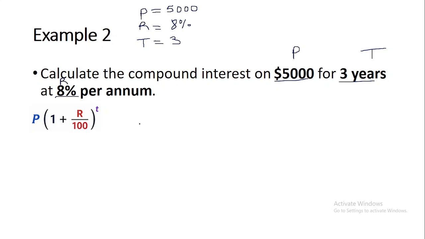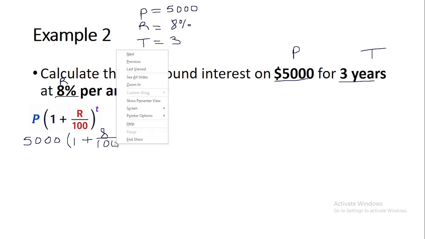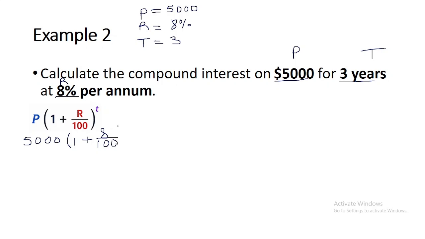Alright, so let's do the calculation now quickly. So that's gonna be 5,000 open bracket 1, and remember that 1 represents all your money, that's 100% of your money, plus the rate, which is 8% out of the 100% of your money. So 8 over 100 raised to the power time. Time is 3 years right there.